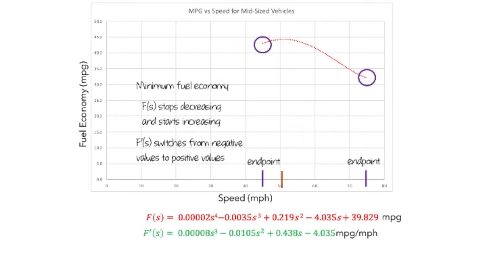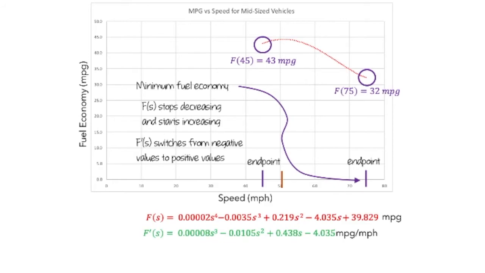To determine which of these speed values gives us the smallest fuel economy, we can either look back at the data in our table or use the formula to compute the fuel economy values at each of these speeds. For 45 miles per hour, the data gives us 43 miles per gallon. And at 75 miles per hour, the data gives us 32 miles per gallon. Thus, we'll have a minimum fuel economy when we're driving at 75 miles per hour.